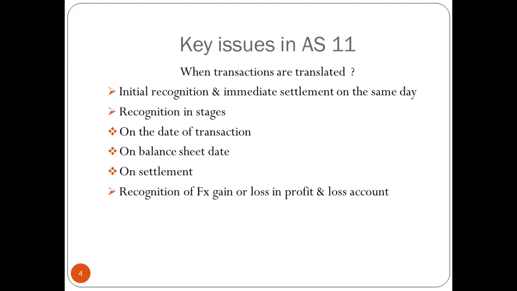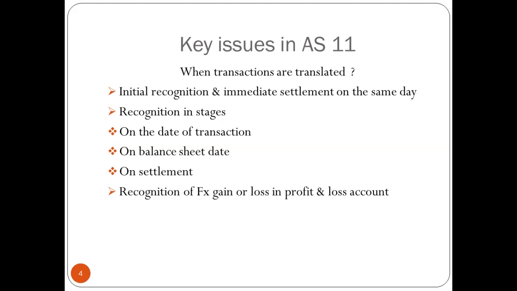Let's say today you have exported goods worth 1 lakh US dollars to your customer in the US. Today is the date of transaction. You will translate the transaction as per the rate applicable for conversion today. Suppose for the next few months, you did not receive the money for this sale transaction, for this export. Now we are at the end of the year, that is 31st March 2021. And on 31st March 2021, the amount is still outstanding from the customer.